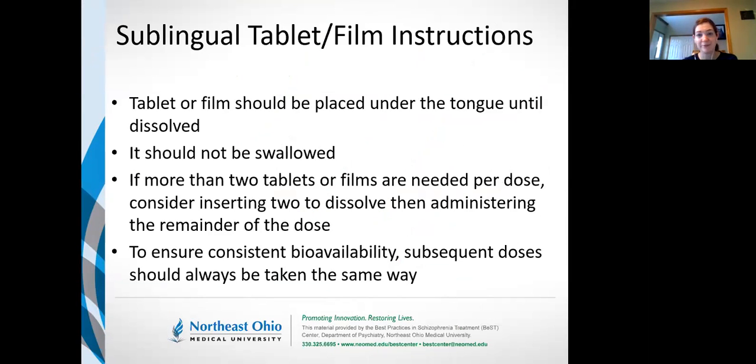For the sublingual tablet, very similar. Just have them put it underneath. It'd be ideal if their mouth is relatively moist. Trying to encourage them not to chew or swallow. The film does dissolve much faster, and we'll look at that in just a second. The sublingual tablets do take a little bit longer to dissolve, and sometimes they feel like there's a bit of a grainy texture underneath as it gets to the very bottom. But again, they should be encouraged not to.